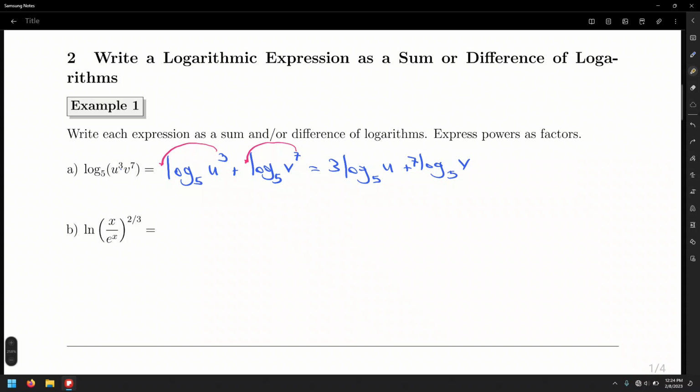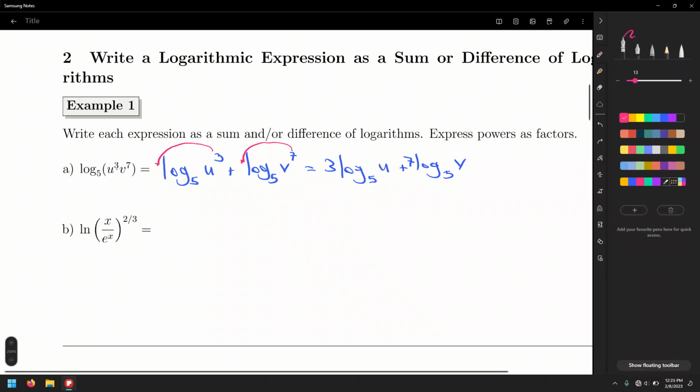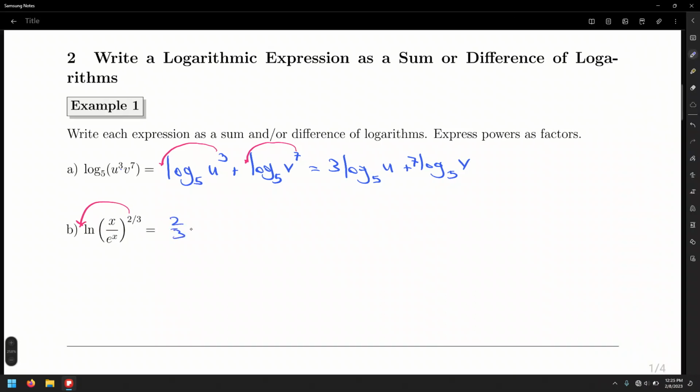However, we cannot do the quotient yet because in this case we have an exponent, and as opposed to the previous example, this exponent is affecting both terms. Over there we didn't do the exponent first because each factor was independent. Each factor had its own exponent, so we saved that until the end. In this case, since the 2/3 is affecting both, we use the power rule, aka the smackdown rule, and that's 2/3 ln of x over e to the x.